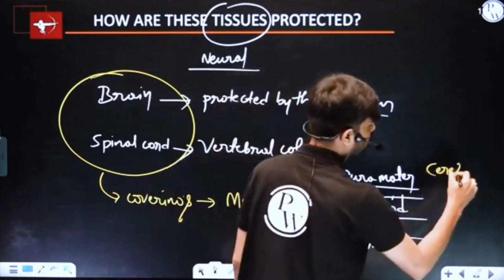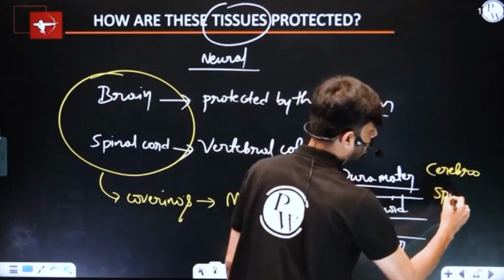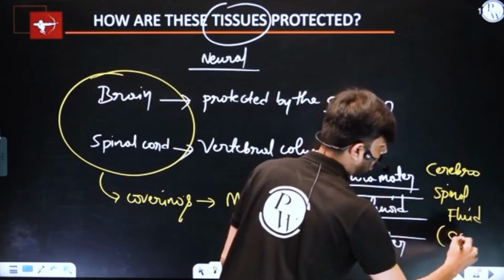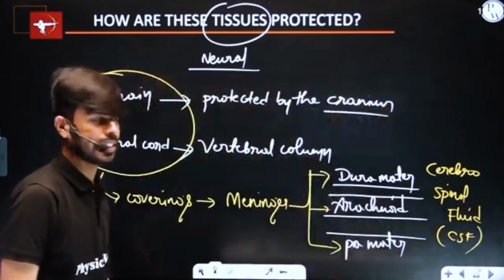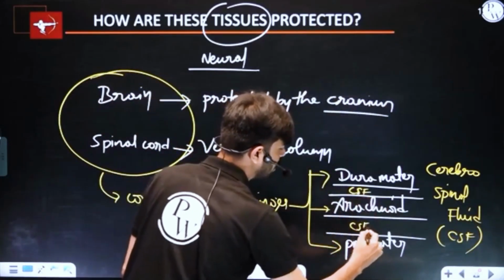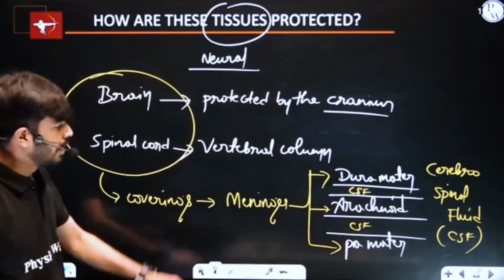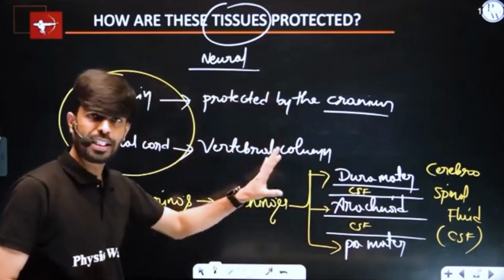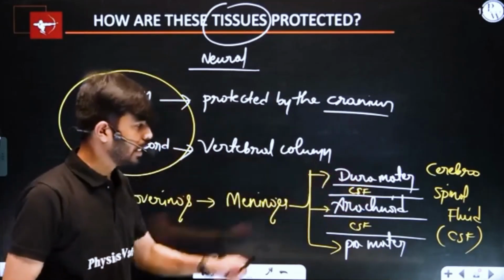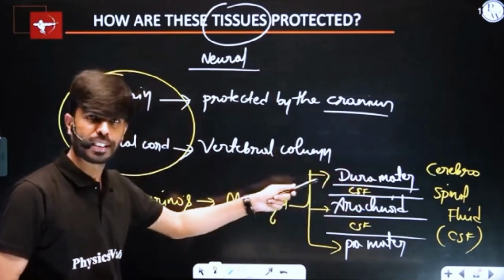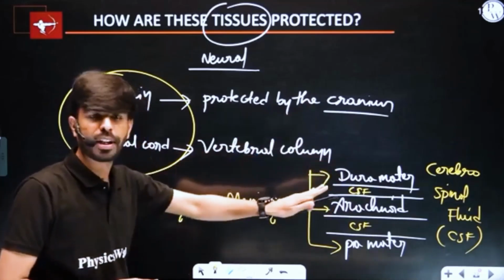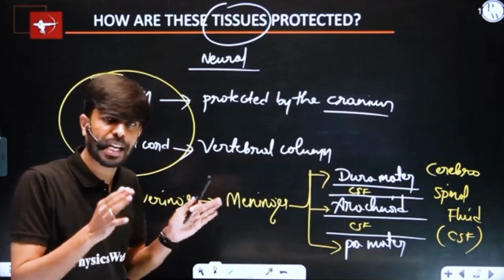What is that? Cerebrospinal fluid, also called CSF. So CSF is there in between these three layers. Now you can tell me, what is the main function of this fluid and these three layers? This fluid is responsible for protecting the brain from the external shock. That is protecting the brain from the external shock.